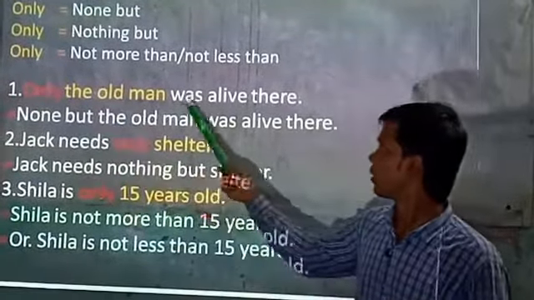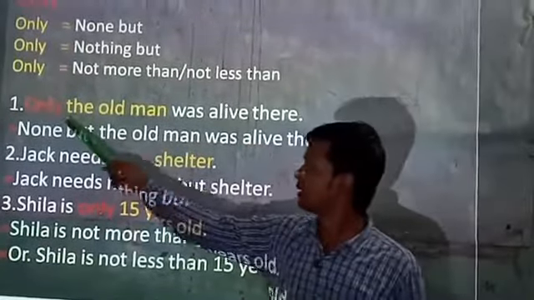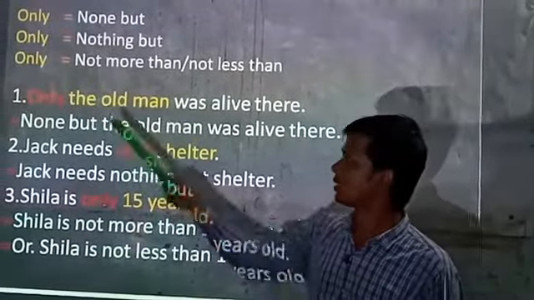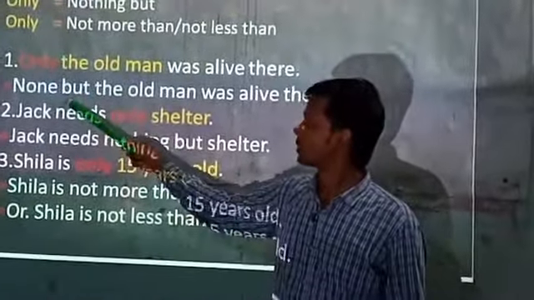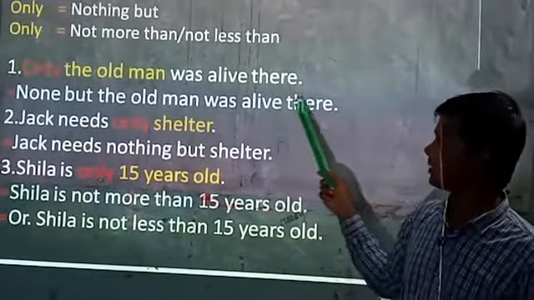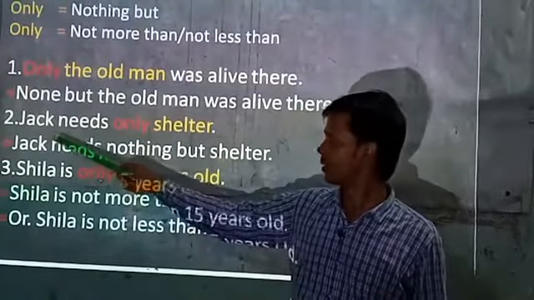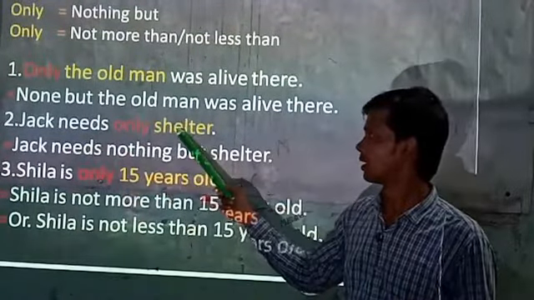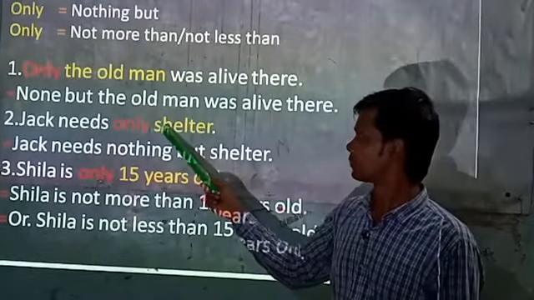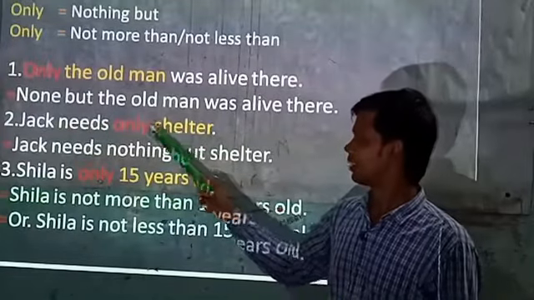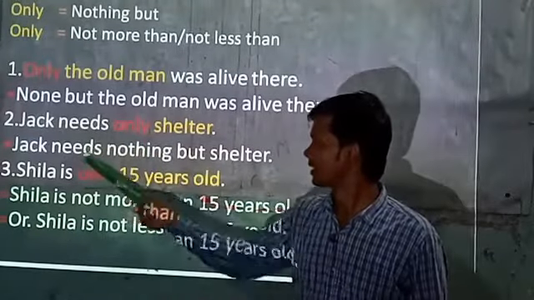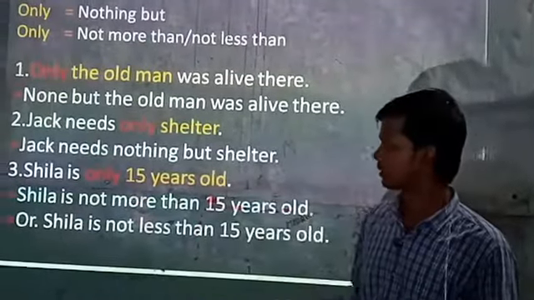Only the old man was alive there. Only here indicates the old man. The old man is a person, so we just write none but in place of only. None but the old man was alive there. Here is another example. Jack needs only shelter. Only indicates shelter. So this is an object and we will write nothing but in place of only. Jack needs nothing but shelter.